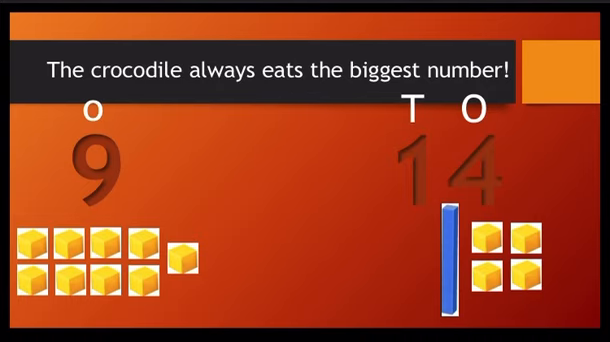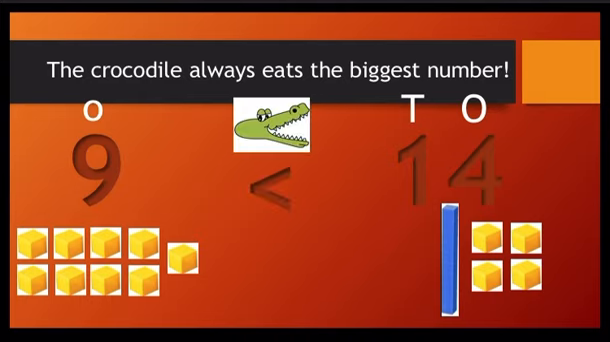Now, as I say, the crocodile always eats the biggest number. So when we have to choose between those three signs, if we look at the crocodile, I know that 14 is bigger than 9. So my crocodile is going to eat 14. So therefore, my sign should look like this because it almost looks like a mouth.